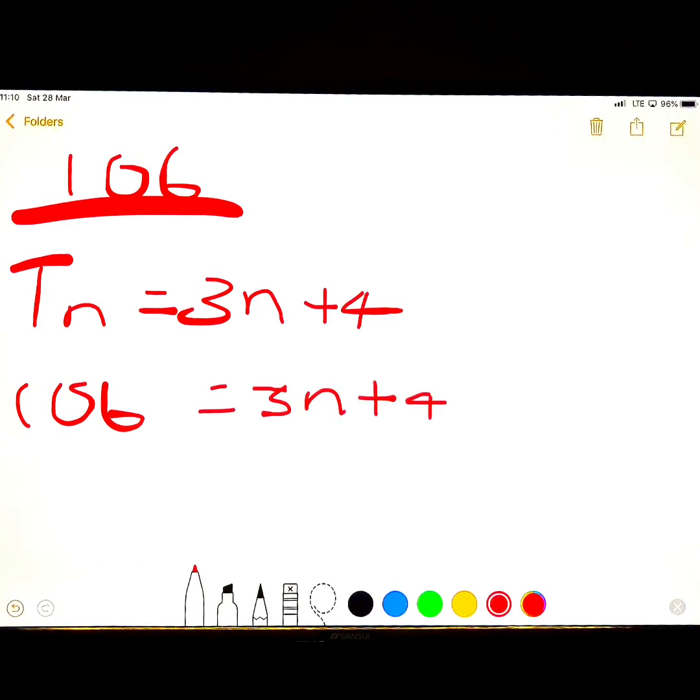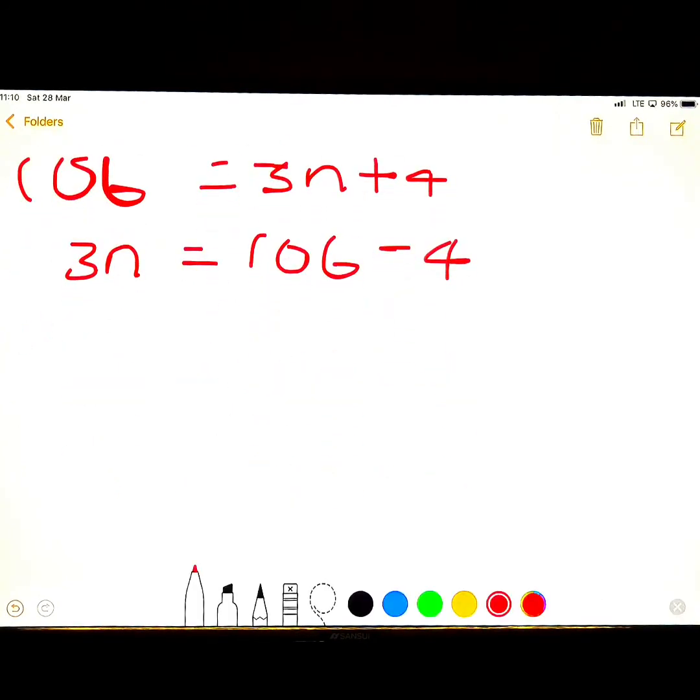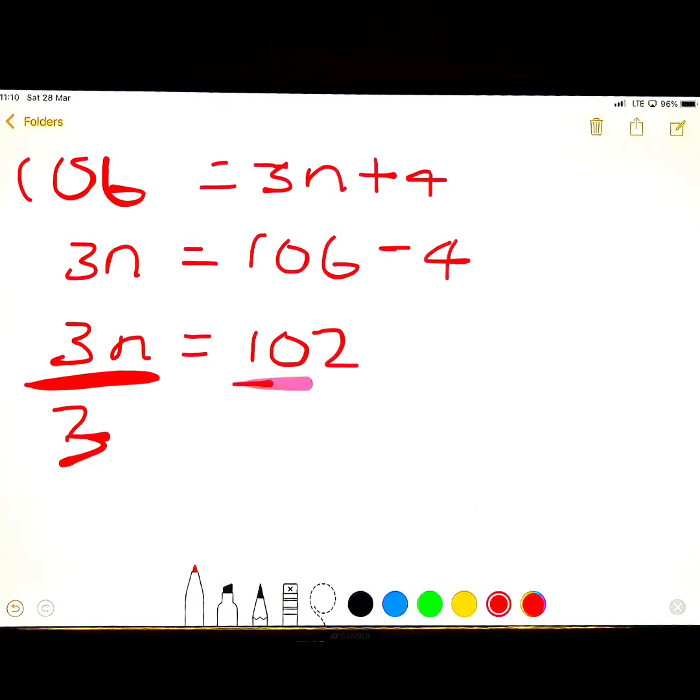What works here is just a simple substitution. So it's going to be 3n is equal to 106 minus 4. Okay? And then when you substitute this, it's going to be 3n is equal to 102. And then we divide by 3 on both sides, and then we have n, which is equal to 34.